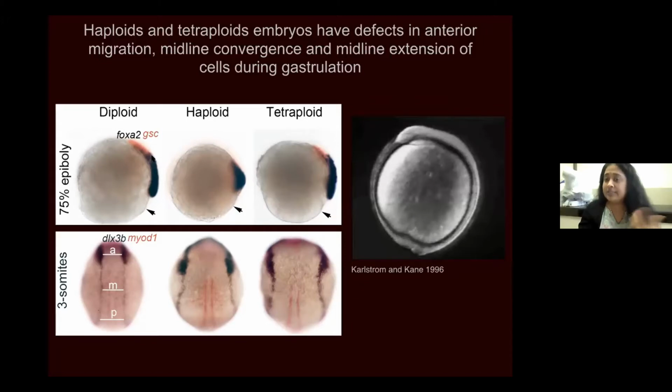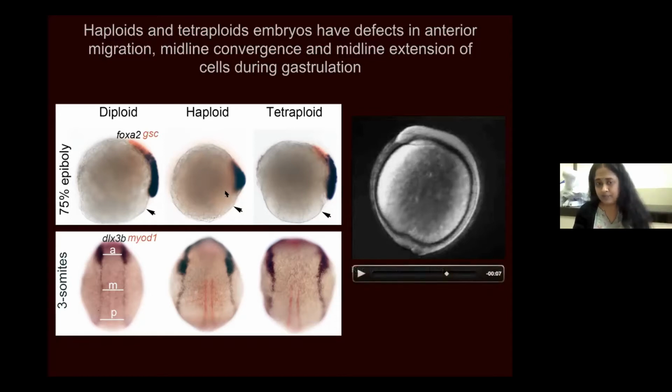And you can assess this anterior migration because there are genes expressed in different domains of this moving clump of cells. And in haploid, these two clumps of cells are mixed with each other. They never quite separate out from each other because one of these clumps is supposed to move ahead of the other, and that movement doesn't occur very well. In the tetraploid condition, this movement is affected, but it is not as badly affected as it is in the haploid condition.